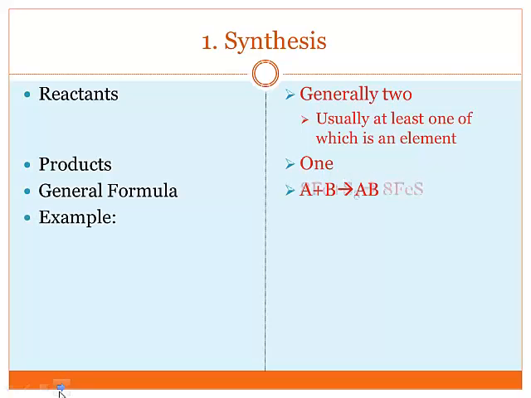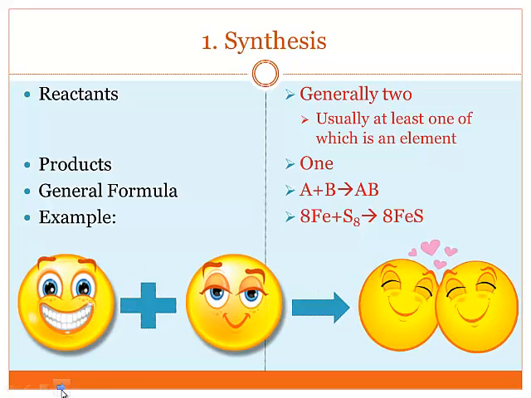An example of that is that we can have 8 irons bond with a sulfur octet to form iron 2 sulfide. Notice here that the subscript or the coefficients can be other than 1. You can have multiples of each group, but you only have one type of product molecule. If we're looking at an analogy here, this would be the example of the chemical marriage. You take 2 individuals and bond them together in one lasting product.